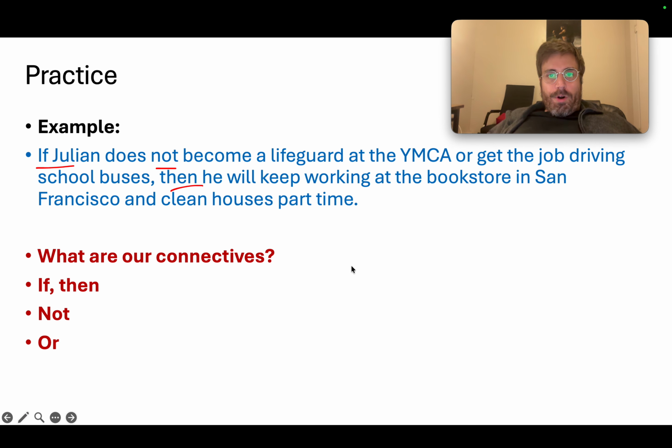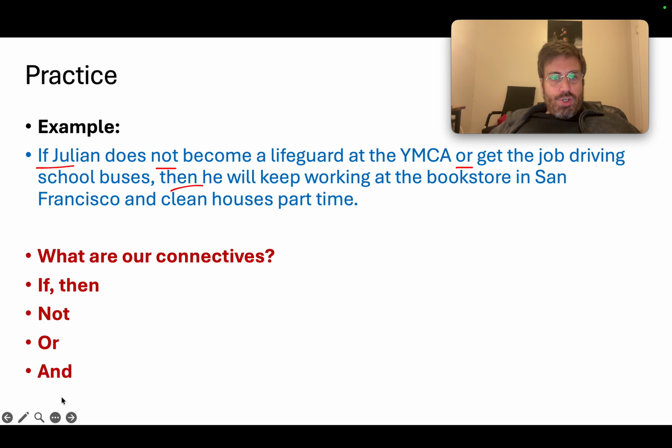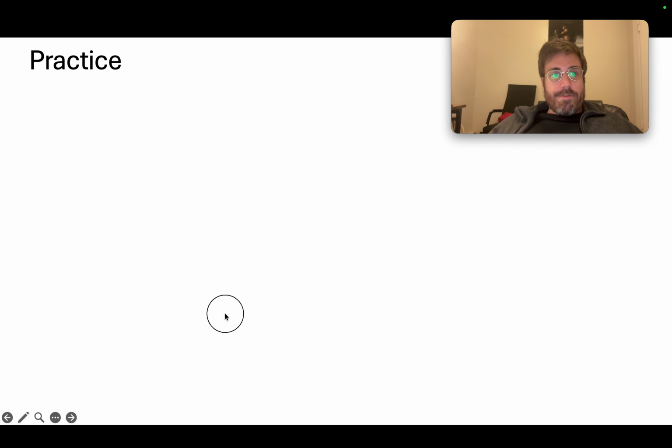We also have an "or," right? So we have perhaps a disjunction at work in "not becoming a lifeguard or getting the job driving school buses." So perhaps we need a wedge. And then we have a conjunction, right? We have an "and." So we're going to need a dot in order to bring together working at the bookstore in San Francisco and cleaning houses part-time. So this is a really messy sentence with a lot of operators and a lot of parts that are forming this compound.